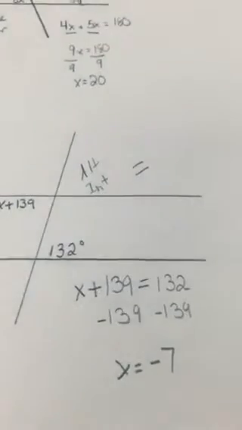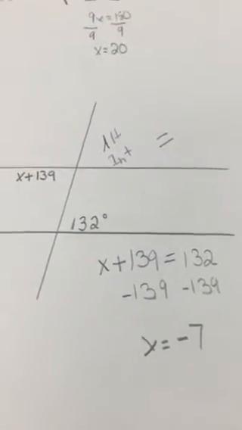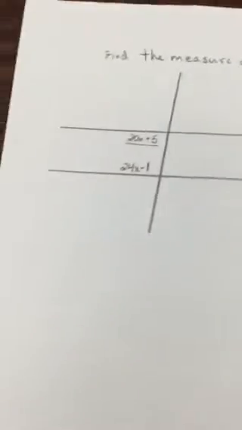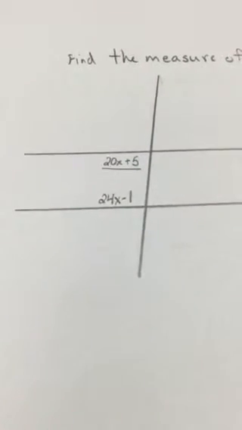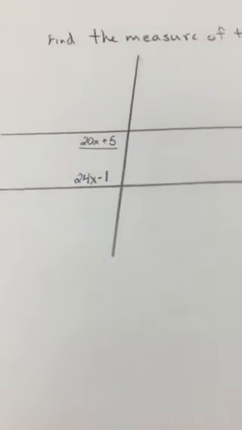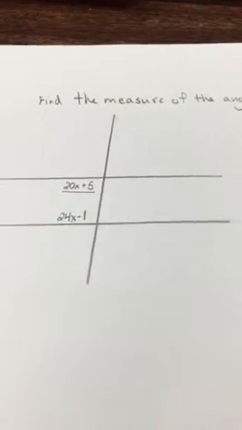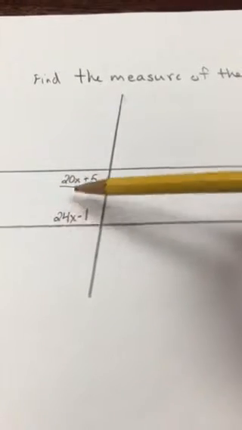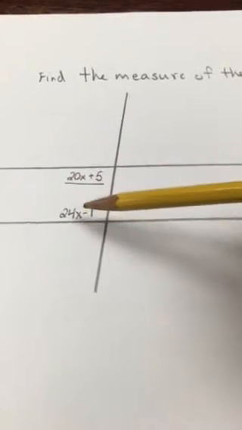X equals -7. So our answer would be X equals -7. All right, one last example here. Well, maybe I'll draw up one more. Find the measure of the angle. Okay, so find the measure of the angle. So now we're not just solving for X, we also want to find the measure of the angle.